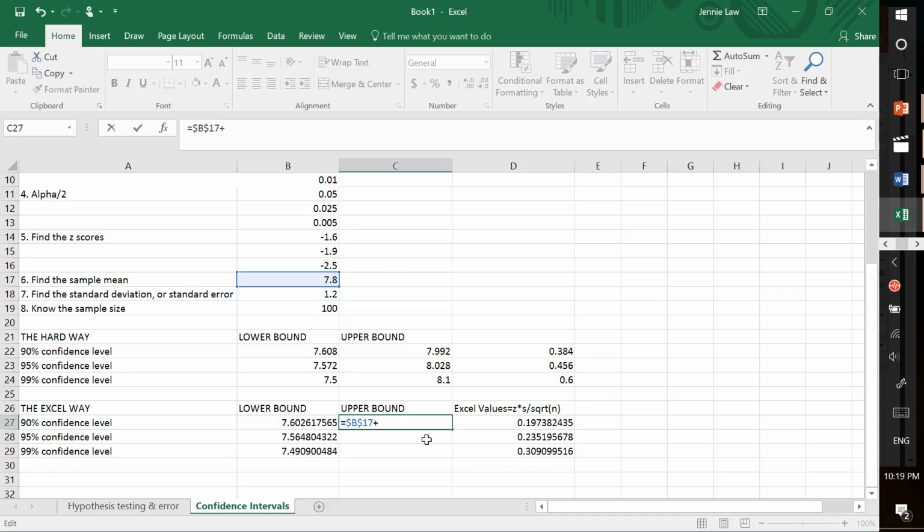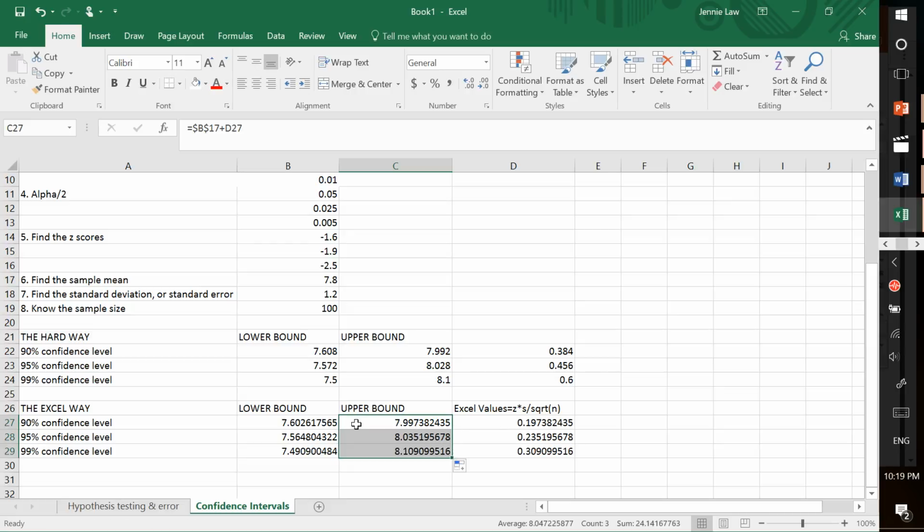And this is going to be plus the Excel value that we have right here. So we're going to drag that down. Now, if you compare the values that we have, you'll notice that they're a little bit different between 90, 95, and 99. That's because of rounding and the increased precision with which Excel is estimating these confidence intervals based on the data. So if I make these smaller, they'll be a little bit of a better match. But you can see they're very close, if not exact. So you see the hard way, you see the Excel way.